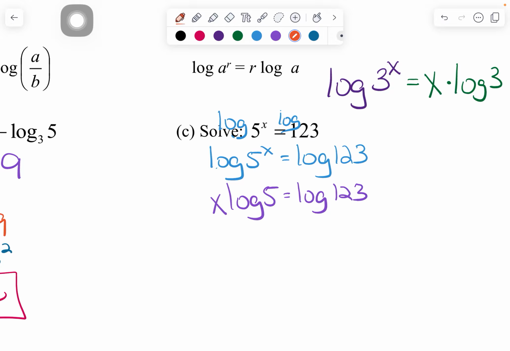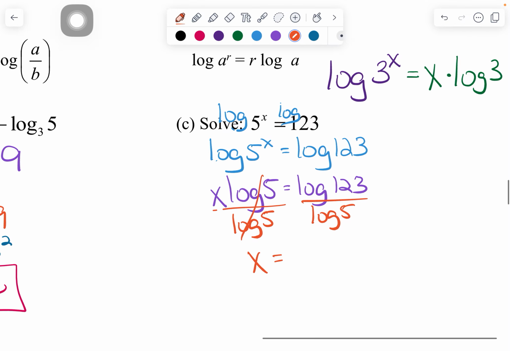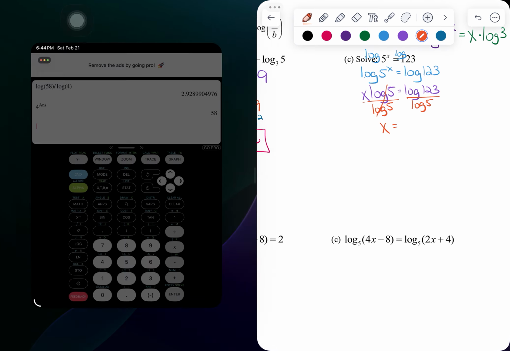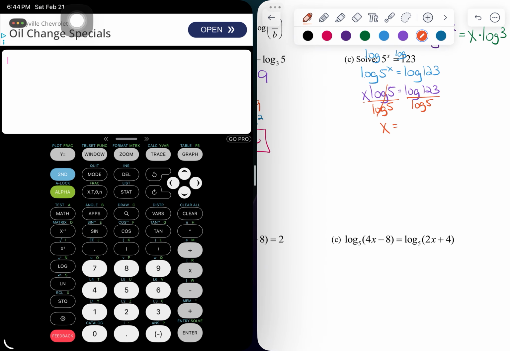And why do I care about that? Well, I can solve multiplication. I know that the inverse to multiplying by log of 5 is to divide by log of 5. So let's go ahead and divide by log of 5. X is equal to, now, I cannot and will not be doing this in my head, so let me grab a calculator here. All right, whatever was in there, I'll clear it out.